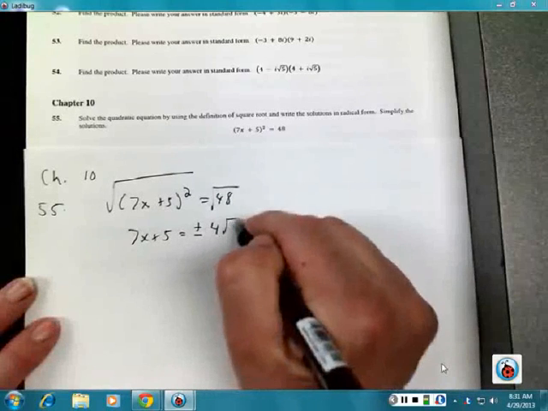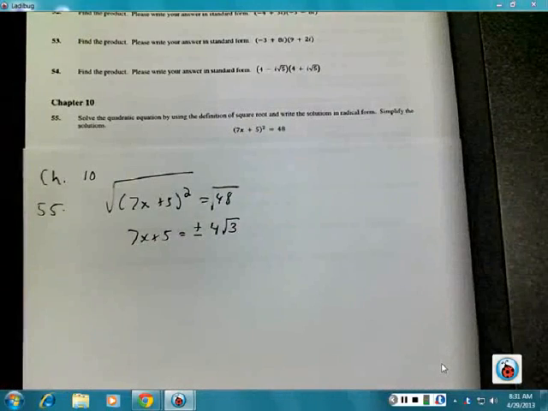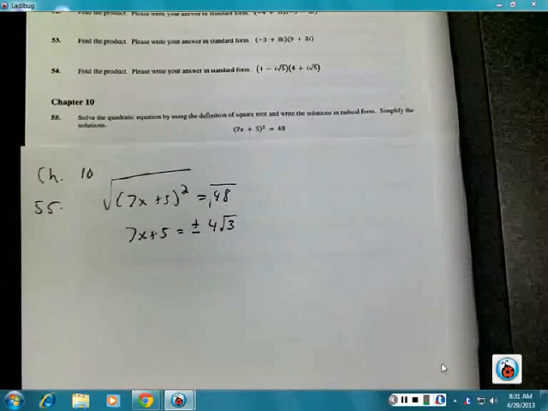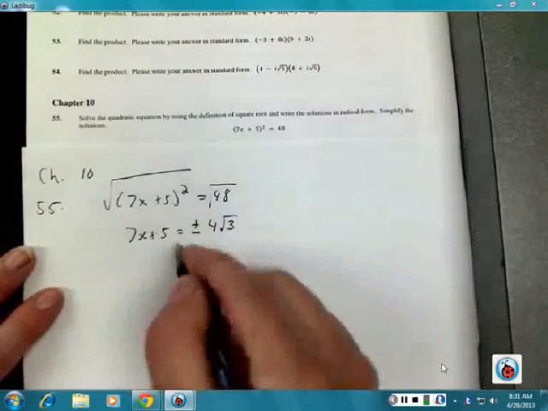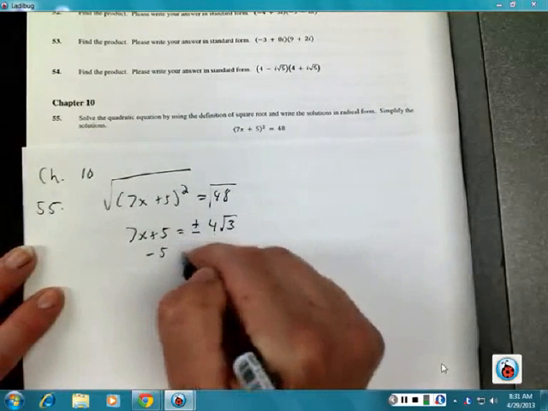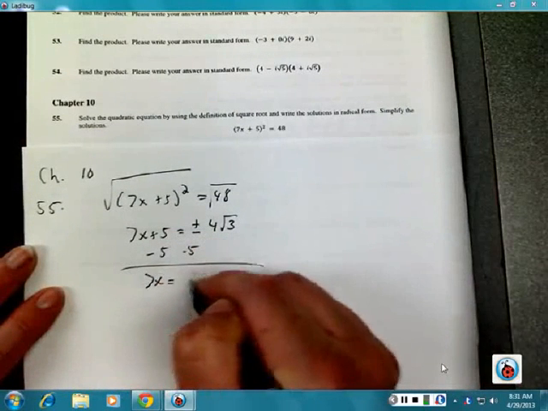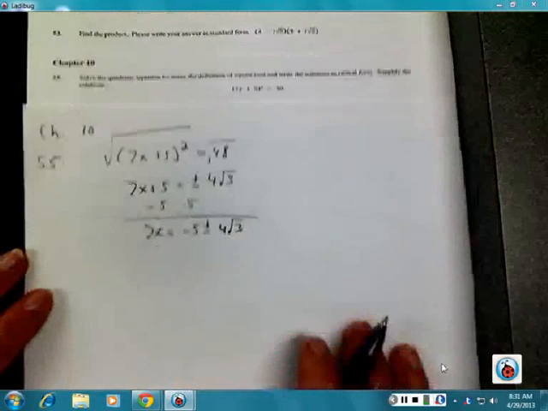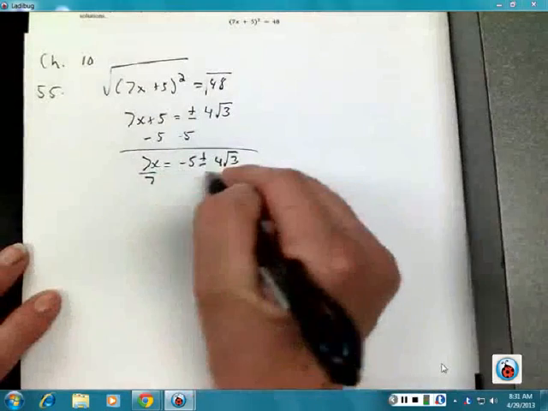4, the square root of 3. We all agree? Do I need to break it down for you, or are you all right? You're good? Okay. Because 48 is 16 times 3. 16 is a perfect square, so I pull out 4. Then I need to finish the rest of it, so I'm going to minus 5. So I have 7x is equal to a negative 5 plus or minus 4, the square root of 3. And last, divide everybody by 7.